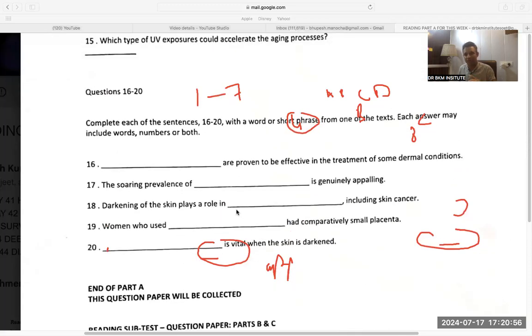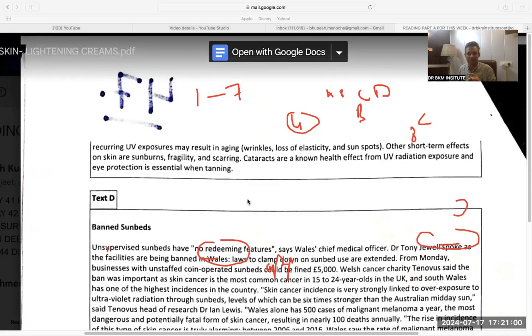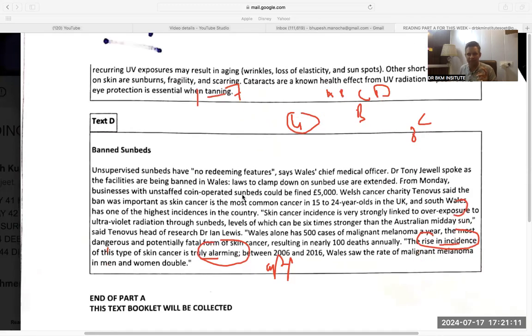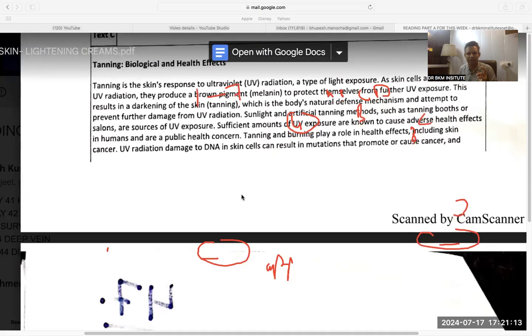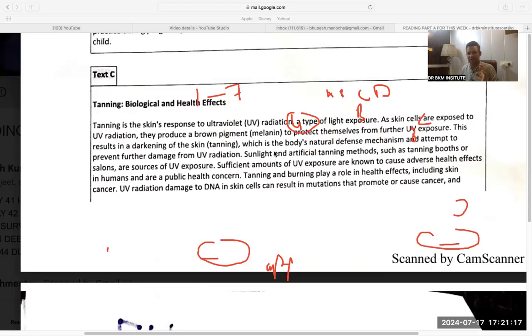"A darkening of skin plays a role in dash, including skin cancer." The word "in" is given, but now I need "darkening of the skin," and it's not given over here. That means this is the wrong place to find the answer. There must be some other place where skin cancer is given: a darkening of the skin, tanning, and natural defense mechanism is also given, tanning.